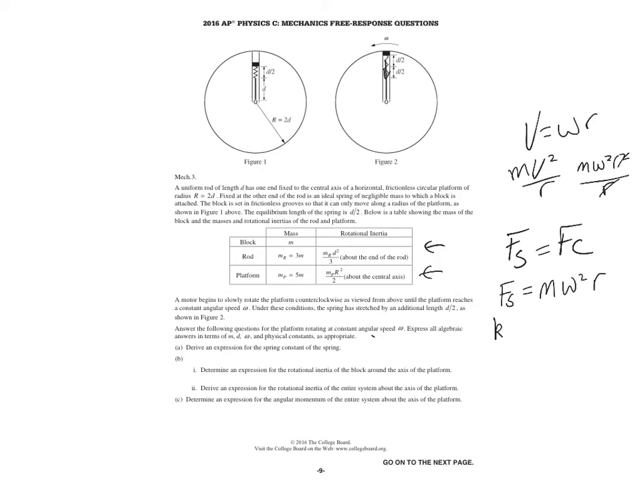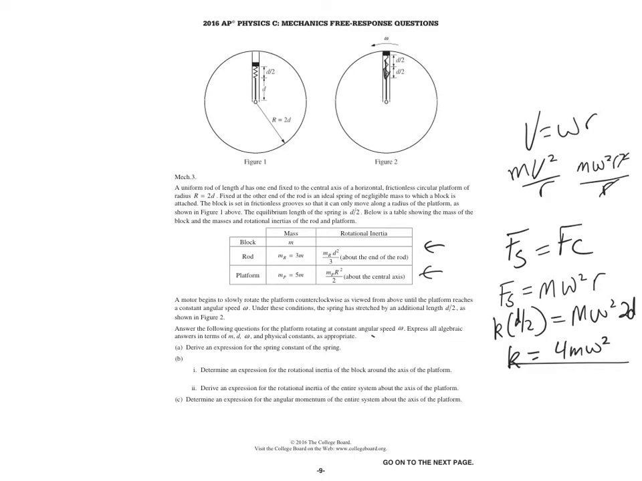So k, and the distance that it's stretched is d over 2, is equal to m omega squared r. And then you're going to plug in, sorry, forgot this part, plug in 2d for the radius. Now solve. So k is equal to 4m omega squared. Yes, and you cancel out the d's. Okay, so there you go. There's your value for k.